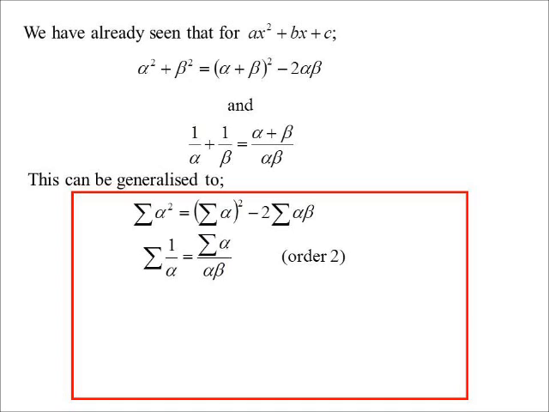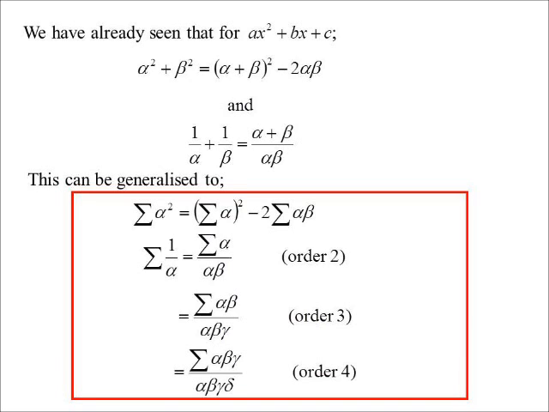sum of the roots 1 at a time over alpha beta. If it's a cubic, it'll be sum of the roots 2 at a time over alpha beta gamma. If it was a quartic, then it would be 3 at a time. So I guess a clumsy way of saying is sum of the roots 1 less at a time than the polynomial over the product of the roots. That sort of idea crops up.